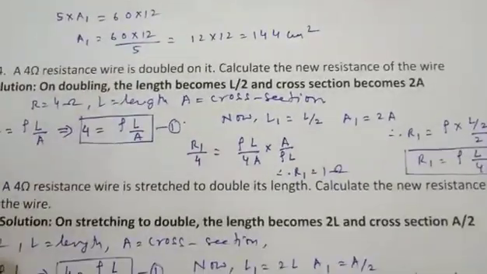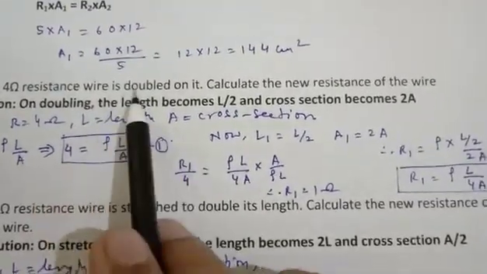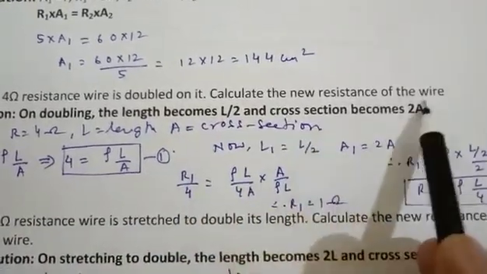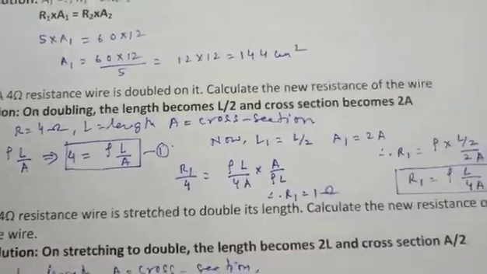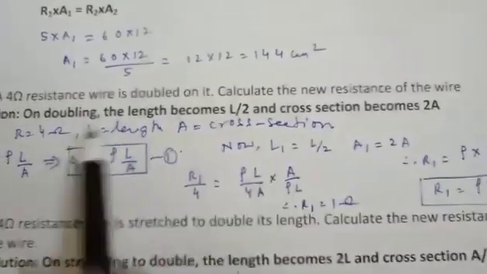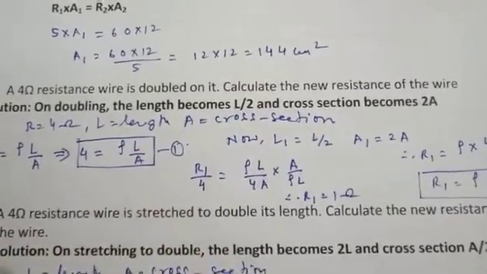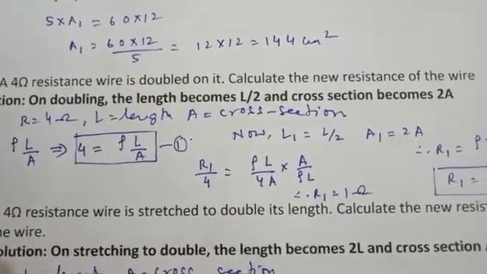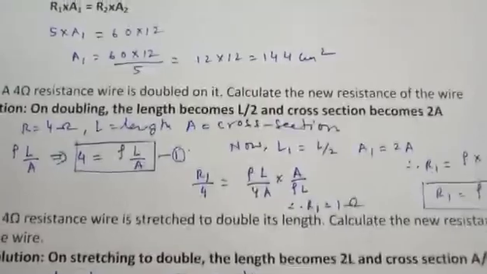Then moving forward, we have another question. A 4 ohm resistance wire is doubled on itself. Calculate the new resistance of the wire. What is the meaning of the word double on itself? It means that the length becomes half and the cross section becomes double. That means we are folding it. So the length is becoming half and the cross section area is becoming double.